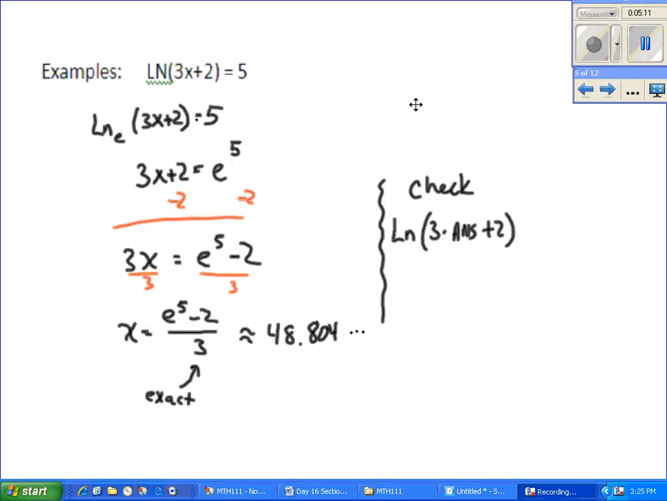Okay, looking at a log function here, easiest thing to do with this one, because it's a log equal to a constant, is just switch it from the log form into the exponential form. The natural log is log base e, so I went ahead and wrote the understood e in here, rewrote it. E to the fifth is just a number. Subtract 2, divide by 3. We get our exact answer, and then our decimal approximation. And this one's pretty easy to check on our calculator because we've got a natural log function programmed into it.